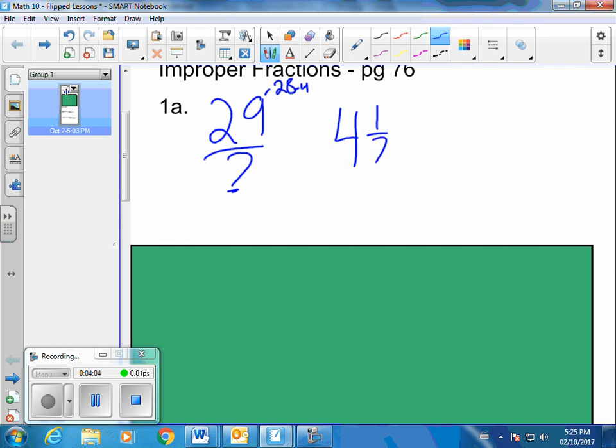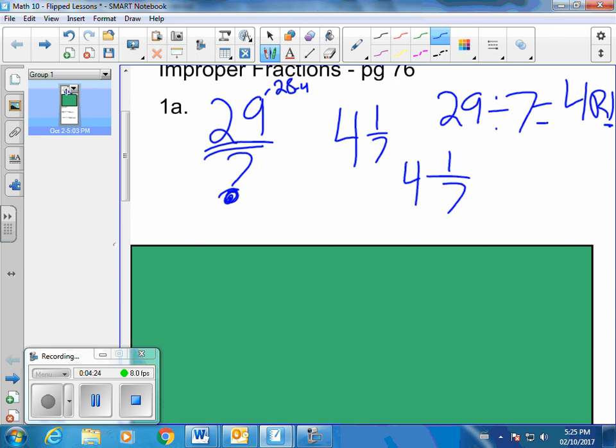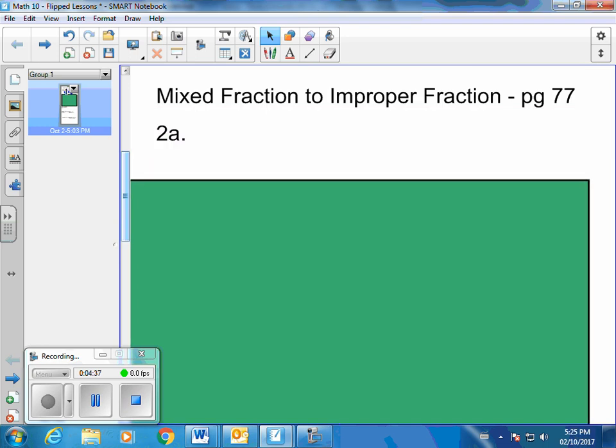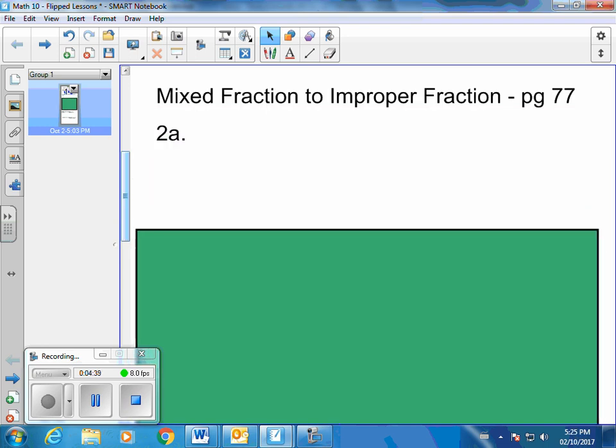Okay? So all I have to do to figure those out is I take my top number, divide it by my bottom number. I get 4 with a remainder of 1. So my 1 goes back over my bottom number from over here. I keep the same one from there. So I get 4 and 1/7. So take a minute here, finish up the other examples on that page. There's 5 other ones, and we're going to move on to topic number 2.